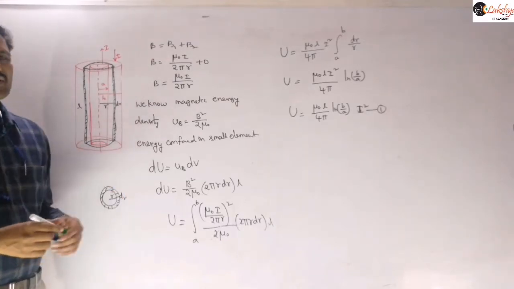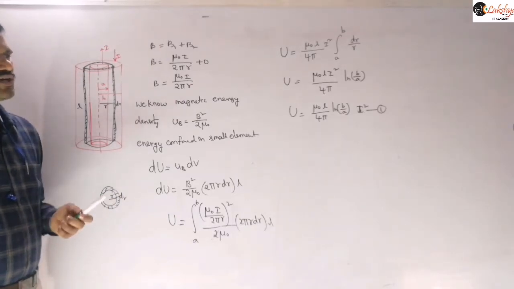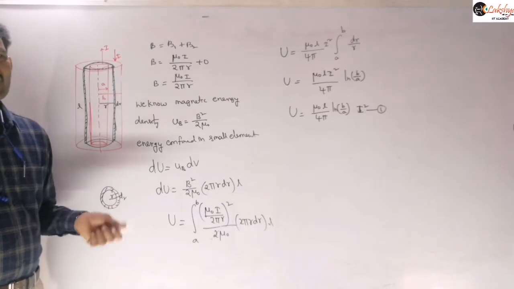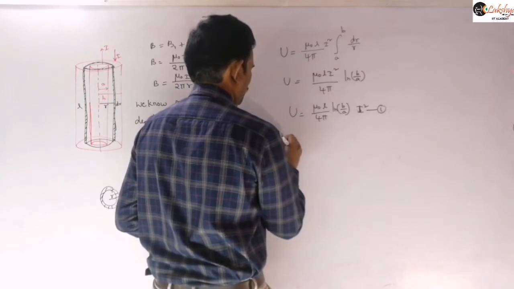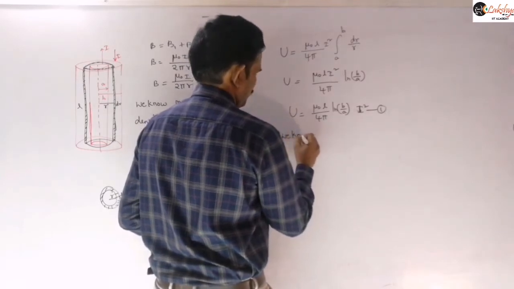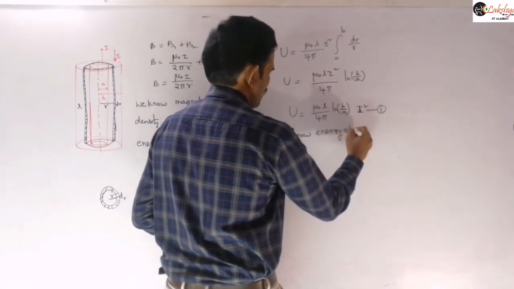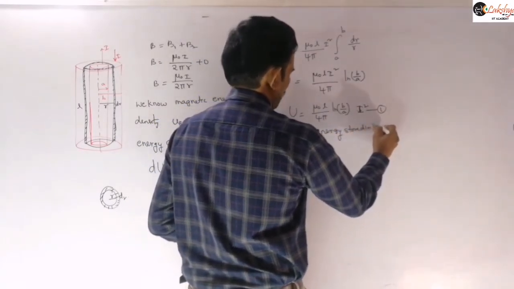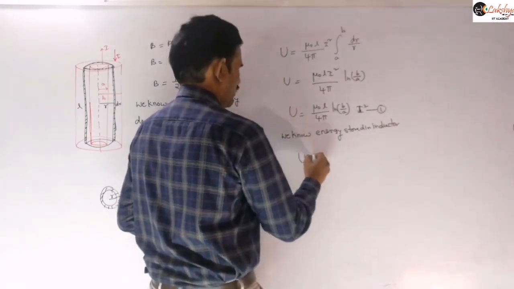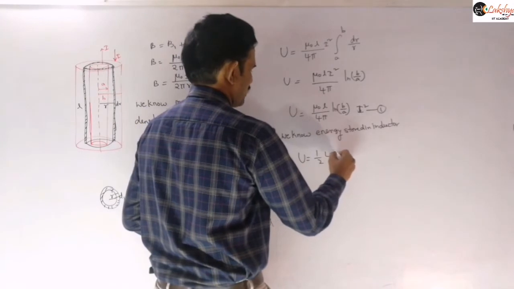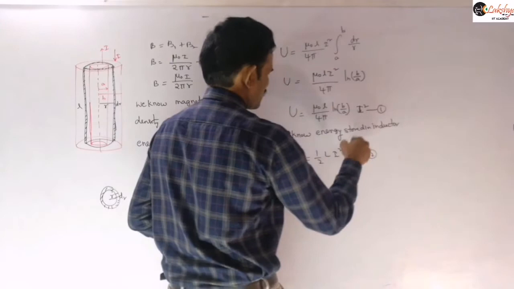Now from this, how to calculate the inductance? We just need to combine this value with the half Li square there. We know the energy stored in an inductor, we can write this as U is equal to half Li square, right? So now compare these two equations.